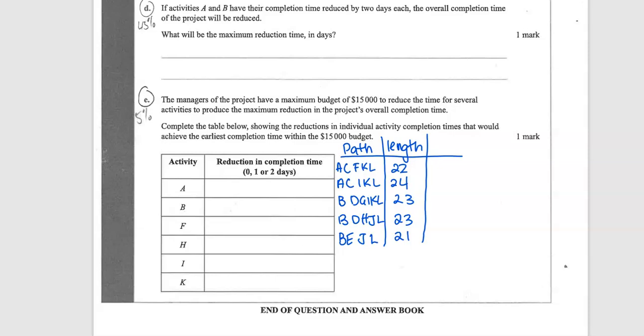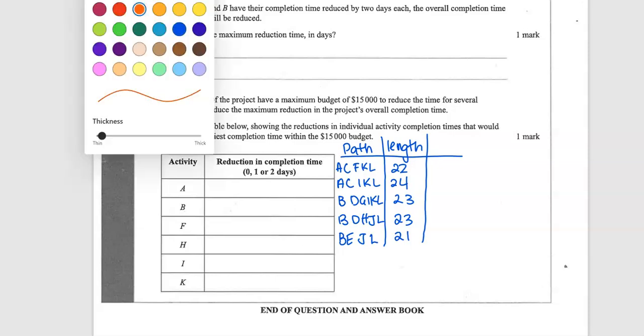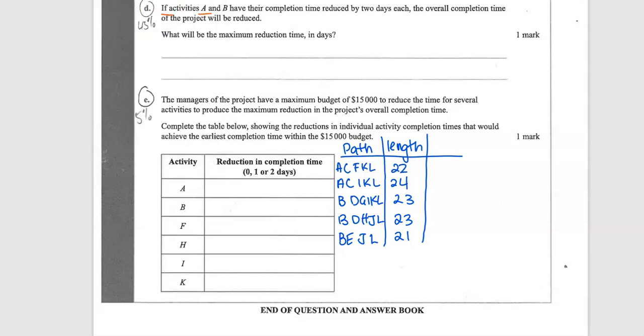Okay, so for this first one here, this D, it said we could crash A and B by 2. So if I look at that, A, B, B, B. So all of these could go down by 2. So if I think about it, so I'm just going to call this question D.